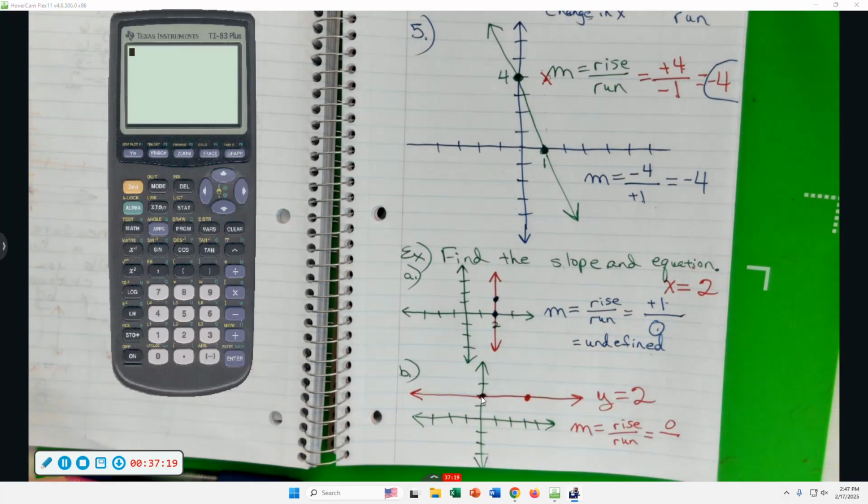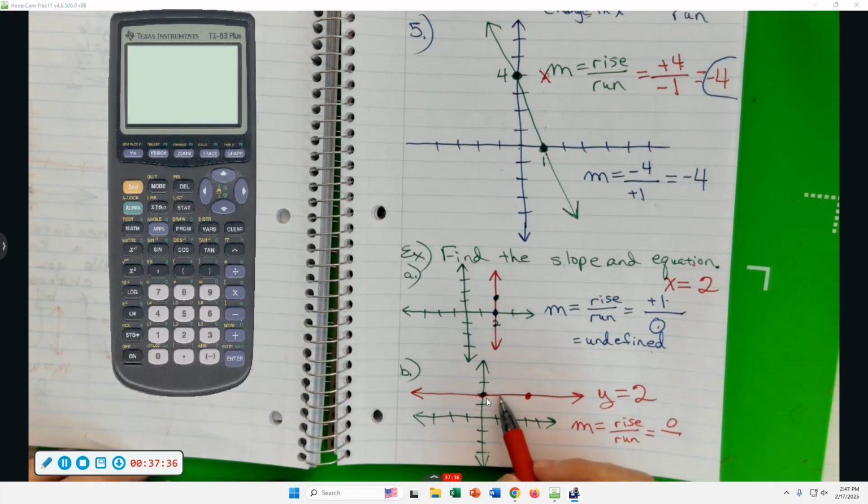You're going from this point to this. You can't go up or down. So the rise is 0. What's the run though? You're trying to go from this point to the second point. 0? No. 3. The rise is 0. The run, 1, 2, 3.